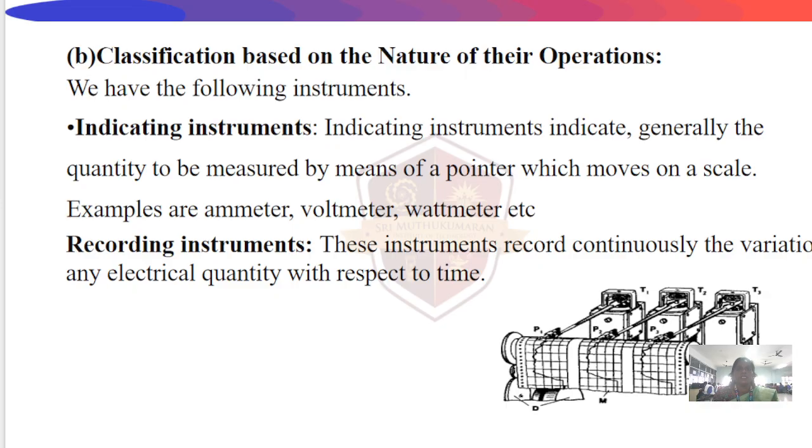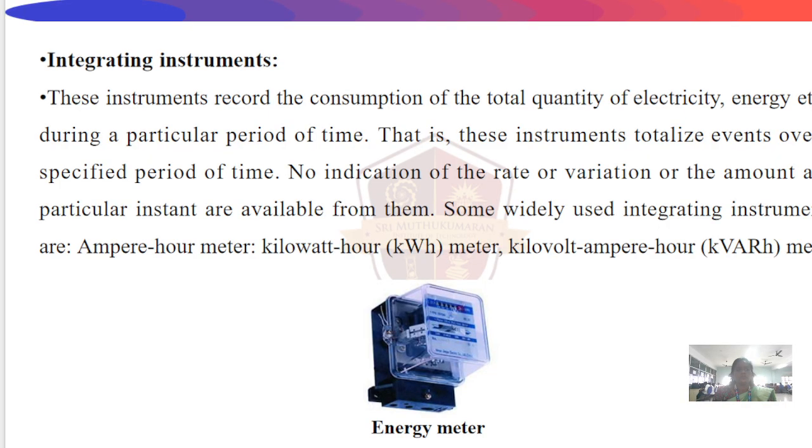Second, recording instruments. These instruments continuously record the variation of an electrical quantity over time. Third, integrating instruments. These instruments measure the total consumption over a period of time. They do not show the instantaneous value. Examples include ampere hour meter and energy meter. So the difference is: indicating shows present value, recording shows variation, and integrating shows total value.